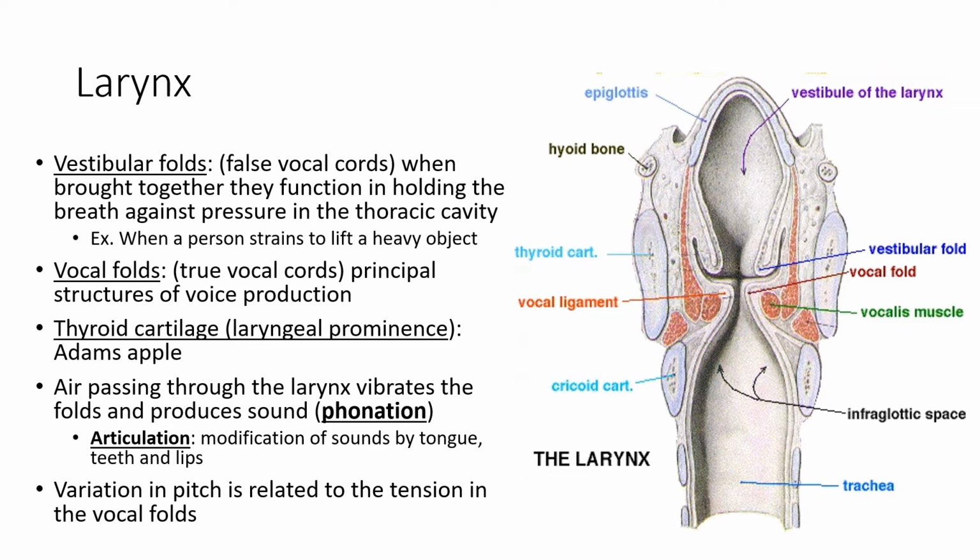Now remember, we do have a few cartilages, but what I want you to know on this particular slide is going to be the thyroid cartilage. This is also known as the laryngeal prominence. On men, this is very prominent. It is what's known commonly as the Adam's apple. Females do have it, it's just not quite as pronounced.